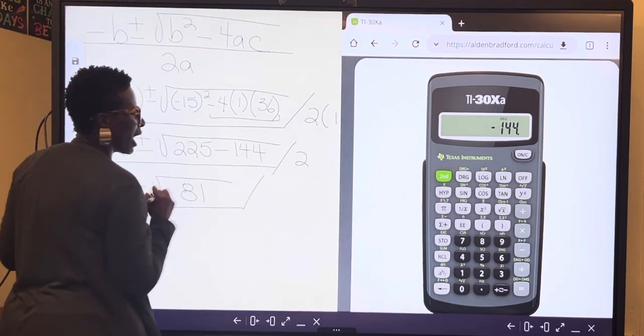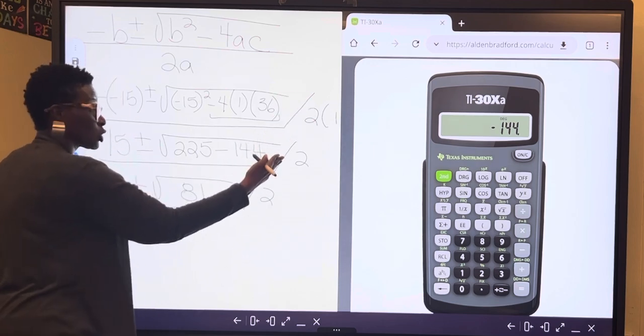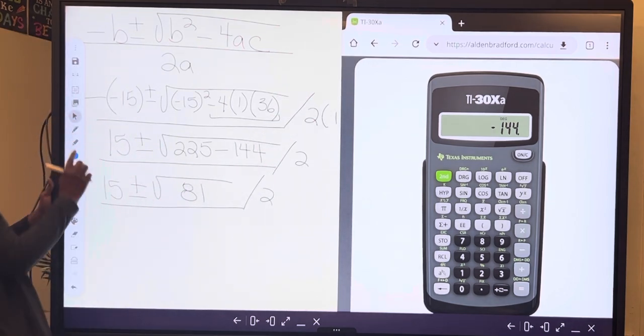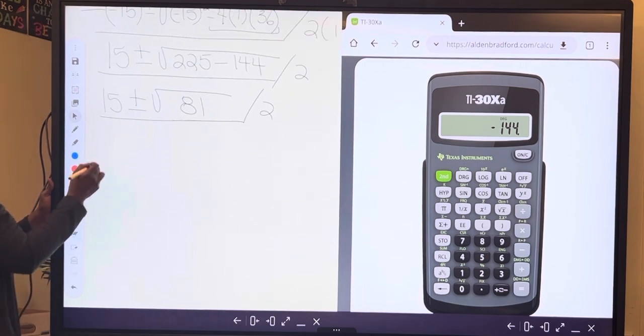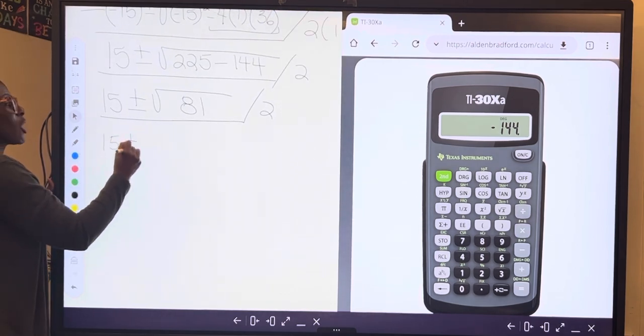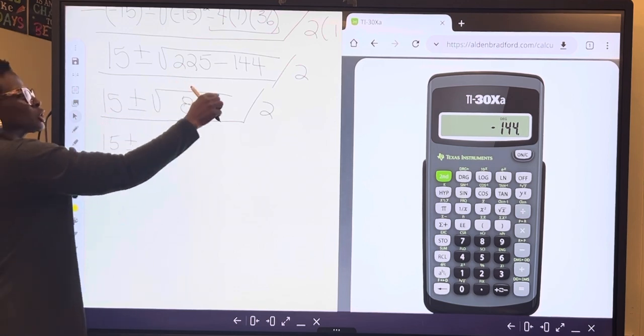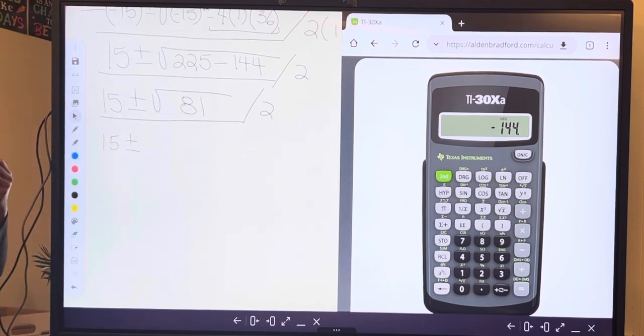All over what? 2. Notice this 2 just hanging along until I'm done with the top. Are y'all with me? All right, so now let's keep going. What I got next? 15 plus or minus. I cannot do any adding until I'm done with this. What is the square root of 81? What number times itself gives you 81?